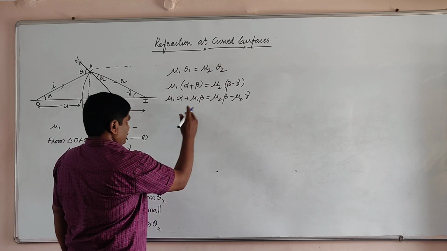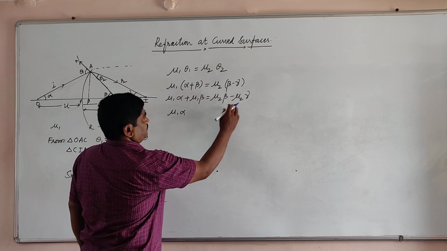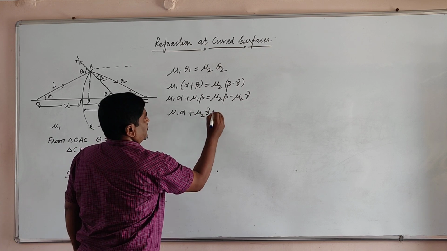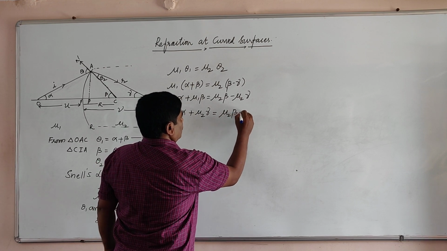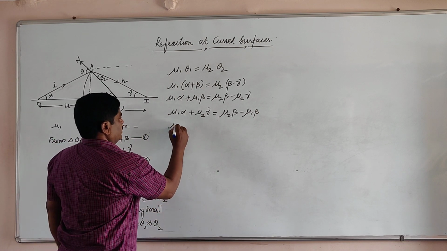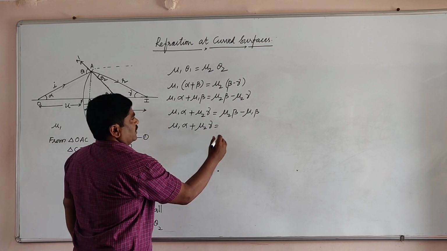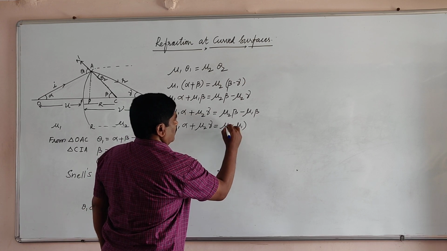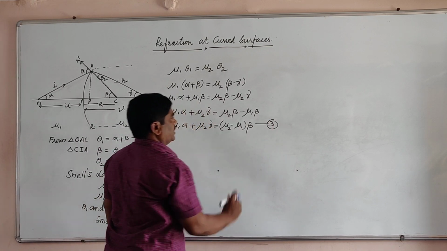We separate this one as mu1 alpha, then beta we will take one side. This mu2 gamma we will take this side, because plus mu2 gamma is equal to mu2 beta minus mu1 beta. Now we'll write this equation as mu1 alpha plus mu2 gamma is equal to mu2 minus mu1 of beta. Let us make this equation number 3.